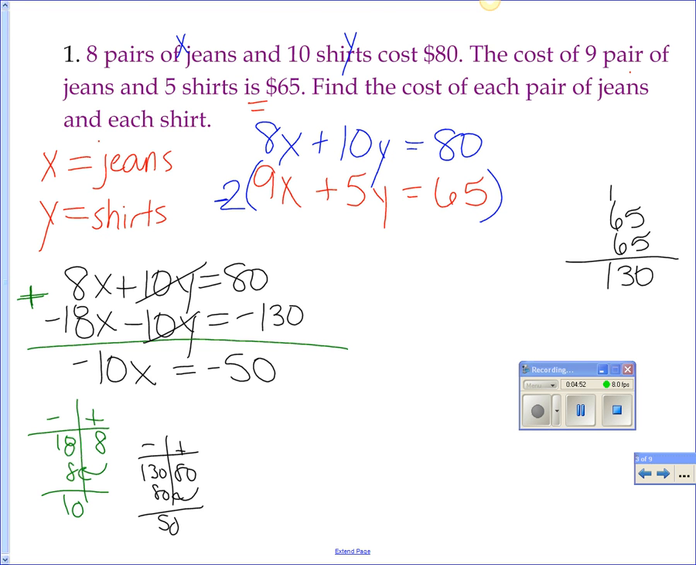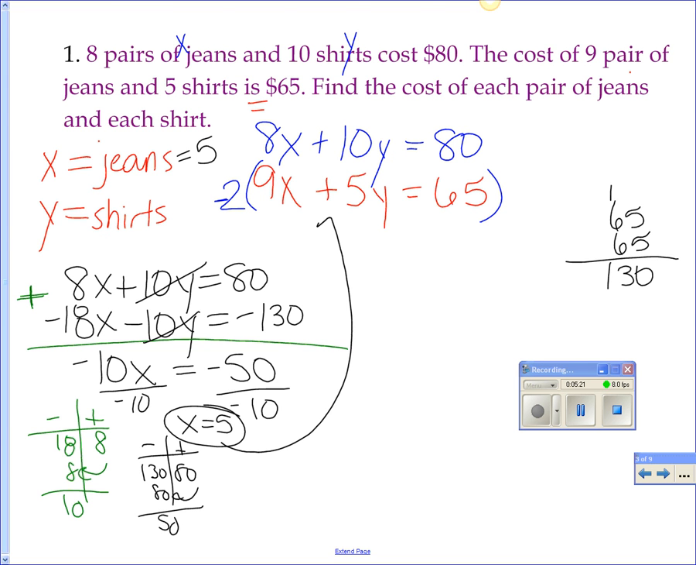All right, Tamara, what would you do next? Divide. Tamara, what's 50 divided by 10? 5. So X is 5. Please go back and write that up here next to jeans. So this jeans cost $5 is what that means. Jeans cost $5.